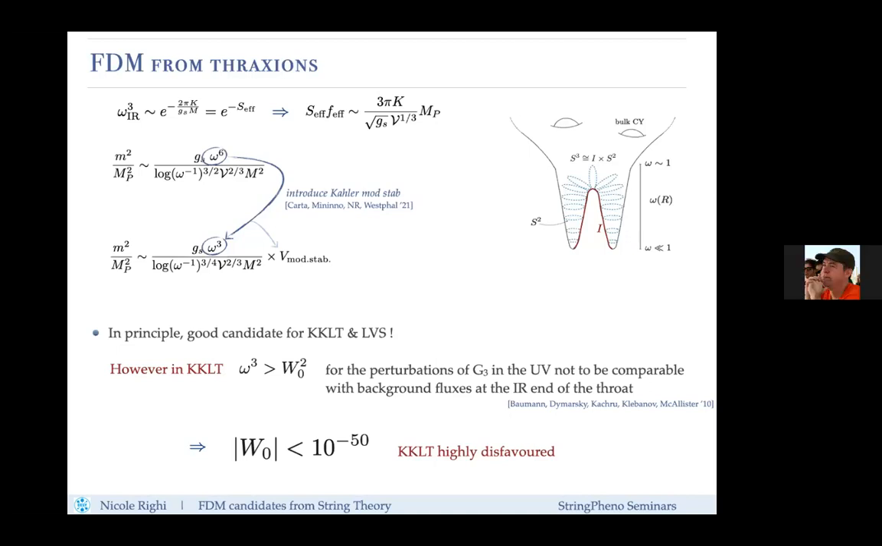Yeah, so is there a quantitative way to say that it's highly disfavored? Yes. I think a way to say it is that it's a very fine-tuned case, because you have to engineer your complex structure moduli stabilization in such a way that its value is super small. And this is maybe not the most general case that you can think of.